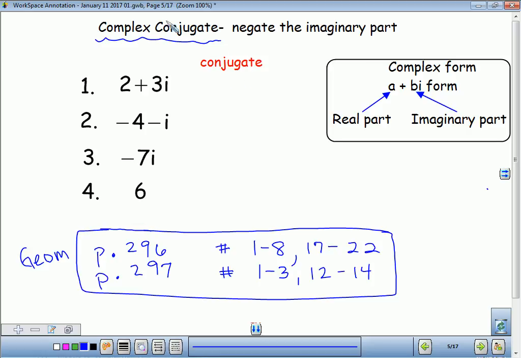Now, to do a complex conjugate, you negate the imaginary part. Very simple. If it was positive, it is now negative. If it was negative, it is now positive. Do you see how I did not touch the sign of the real part? So, here's the imaginary part, negative 7i. Its conjugate would be positive 7i. Here's negative 6. It's just 6. Don't change the a.